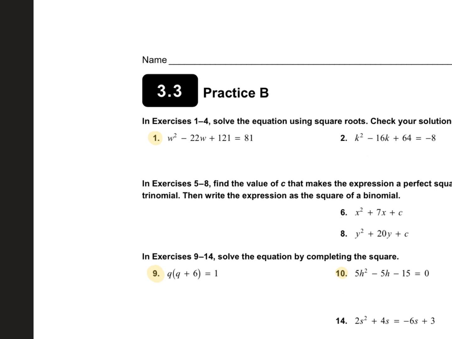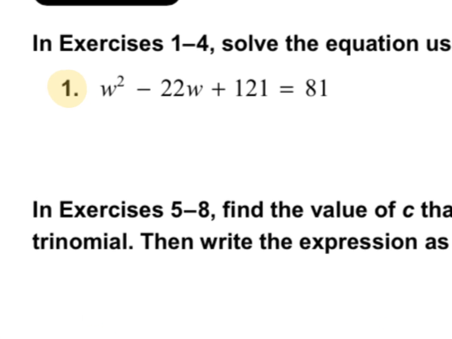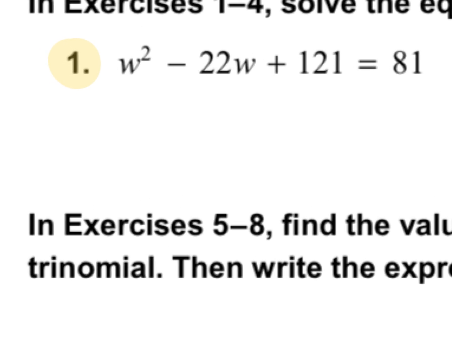So here the directions say, solve the equation using square roots. Do I have a parentheses squared here yet? No. So I can't use square roots yet, but maybe I can make it a parentheses squared. Let's see if our left side is a perfect square. What are two factors of 121 that add to negative 22? Negative 11 and negative 11. Perfect. So this factors into w minus 11 squared equals 81.